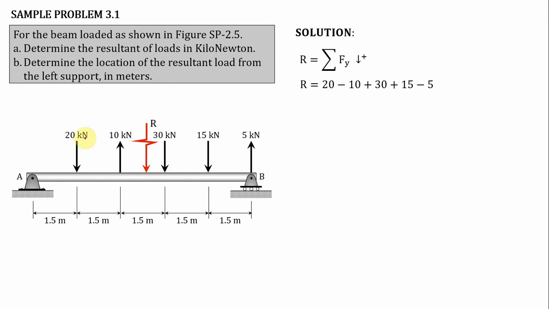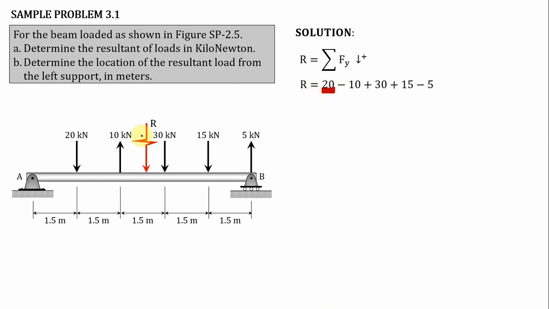Unahin ko to si 20 kilonewton. Okay, 20 kilonewton, class, is going downward. So that's why positive yan, kasi nag-assume tayo na going downward is positive. So that's why plus 20 yan, class.